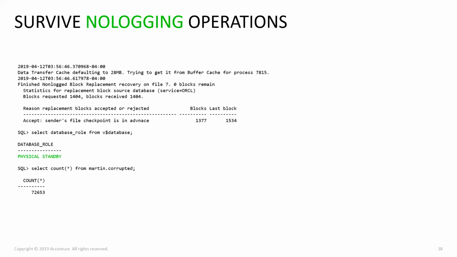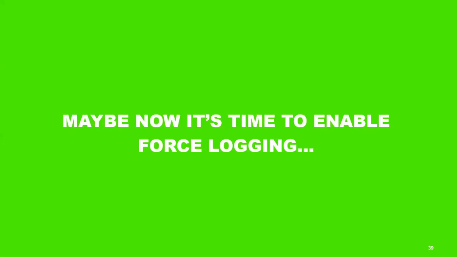And while I'm still connected to my physical standby, I can run select count star from Martin corrupted, and I get all the data that I previously was not able to see due to the block corruption. So just one example of how to do this. And now that you've been sweating a little and felt a bit uncomfortable, probably I would have, it's time to think about enabling forced logging on your database.